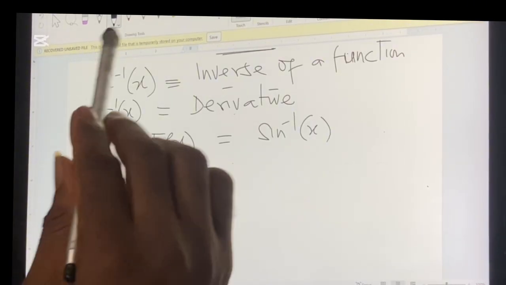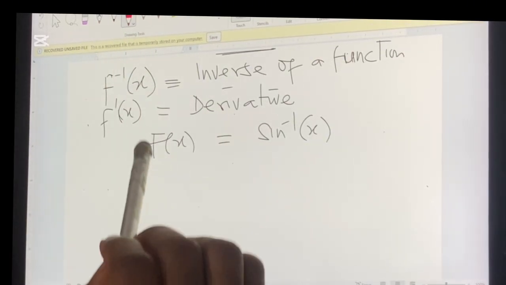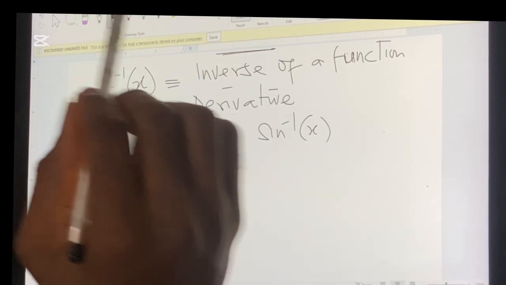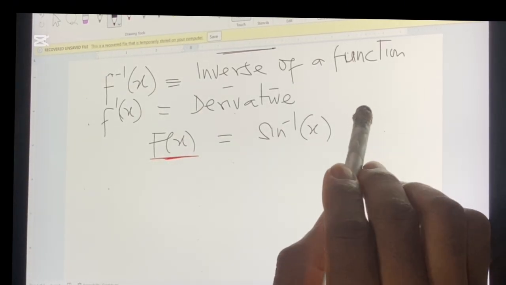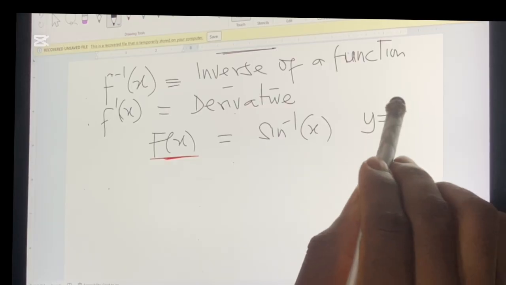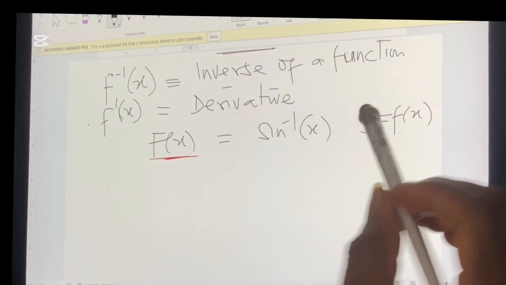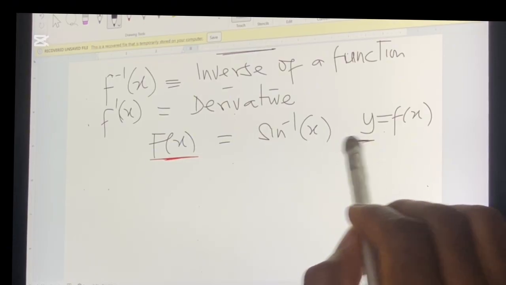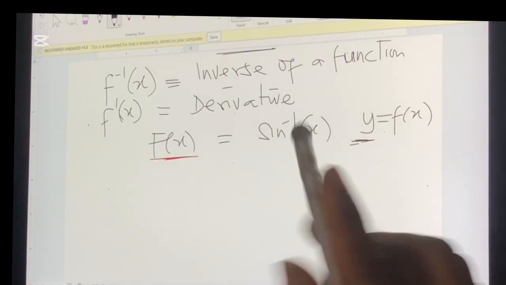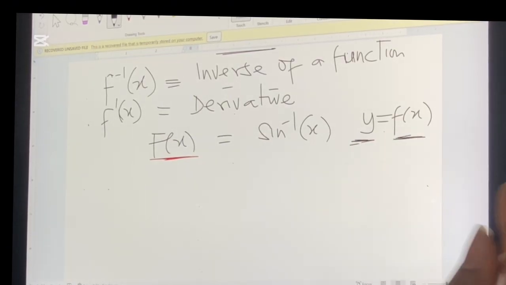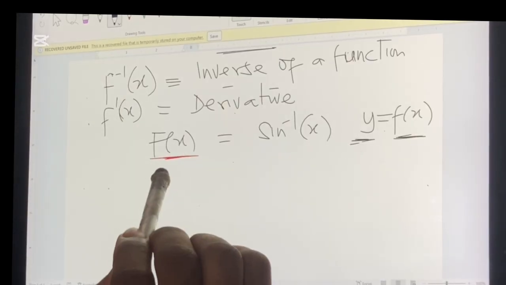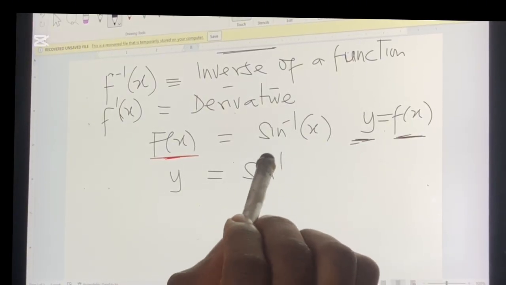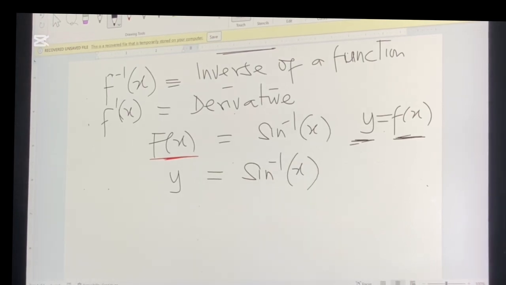First of all, before we do that, class, let's change this function here into a letter. How do we change a function into a letter? A function can be defined as y equal to f of s, meaning that to write a function as a letter is y, and to write y as a function is f of s. Please take note. So we have to replace this to be y is equal to sine inverse of s.